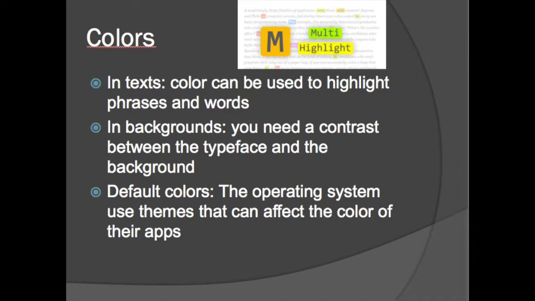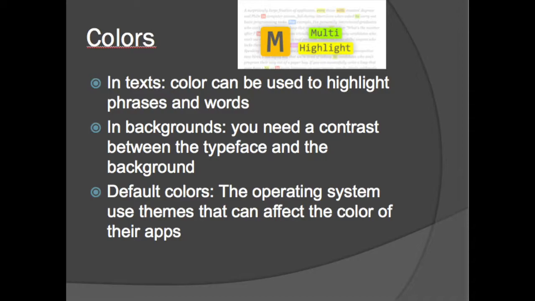And then the default colors. Android and Windows Phone use themes that affect the color of their apps and that can be light or dark. In Windows, for example, the choice of available themes is left to the user, who can modify the display interface of the entire system. There are colors like white or black or blue in some instances.